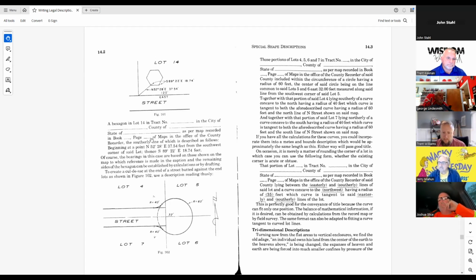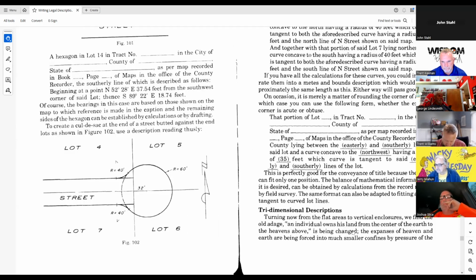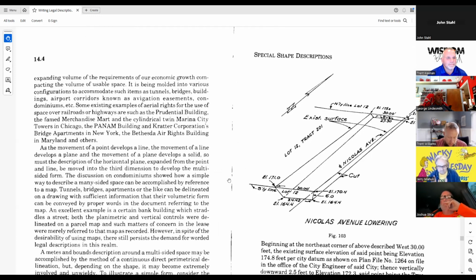Okay, so the next section is tri-dimensional descriptions. Turning now from flat areas to vertical enclosures, we find the old adage, an individual owns his land from the center of the earth to the heavens above, is being changed. The expanses of heaven and earth are being forced into much smaller confines by the pressure of the expanding volume of the requirements of our economic growth, compacting the volume of usable space.